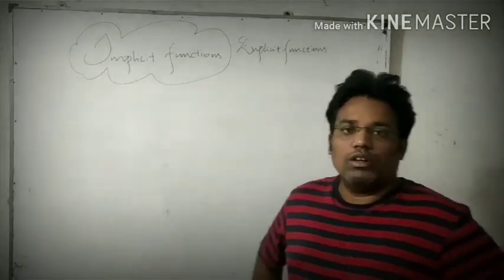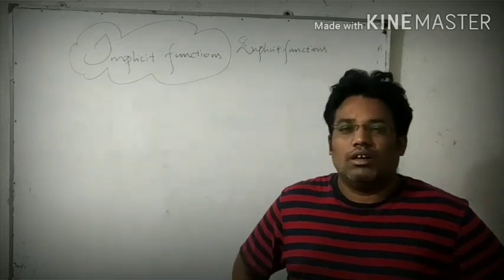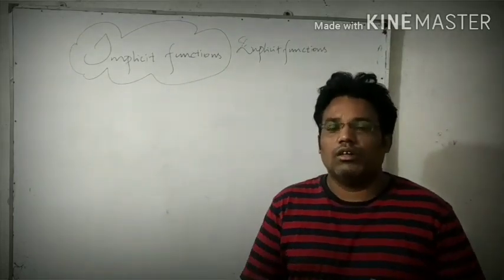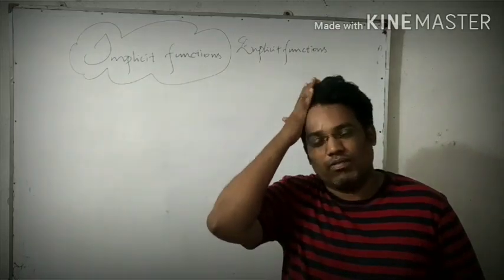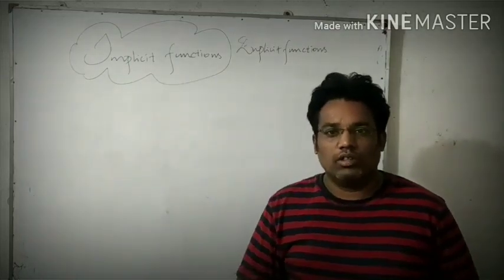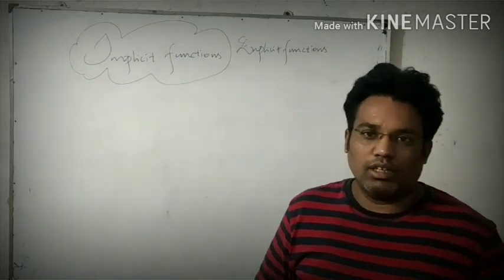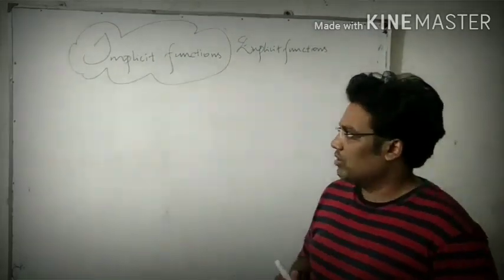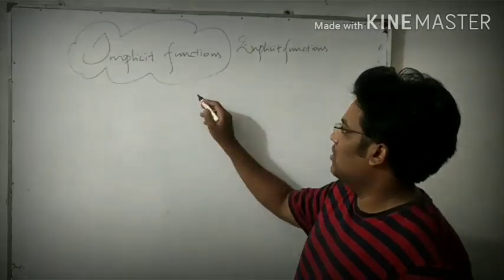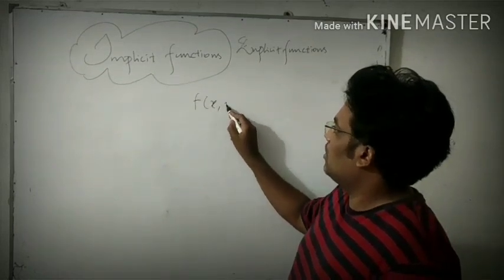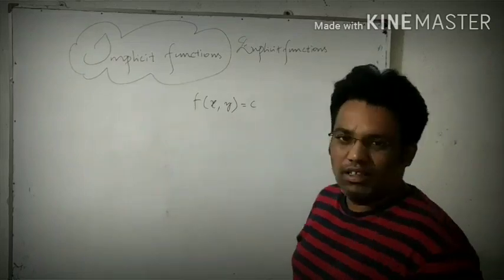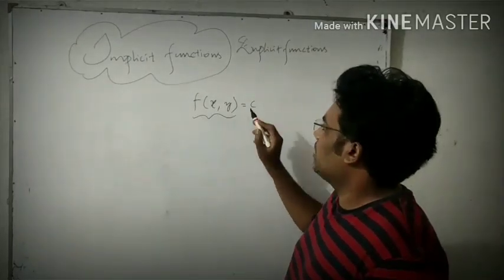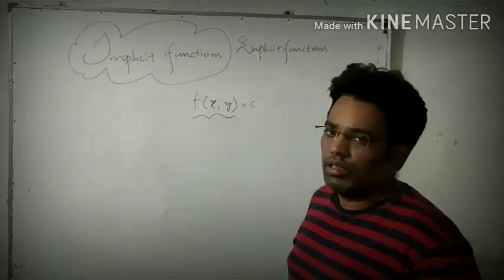In the earlier video on functions, I explained in detail the domain, range, and after that the dependent and independent variables and everything. So the definition goes something like this: a function expressed in the form of f of x comma y, with some constants, is called implicit. We just define this as implicit.